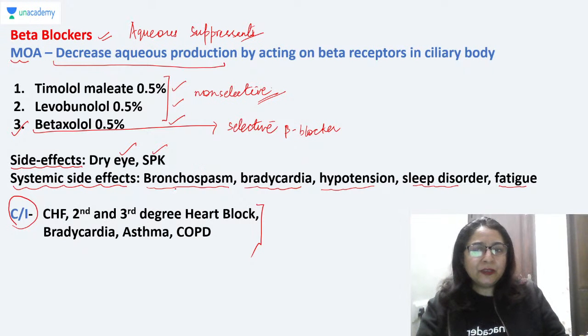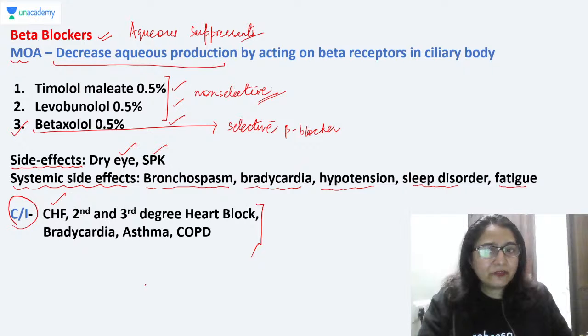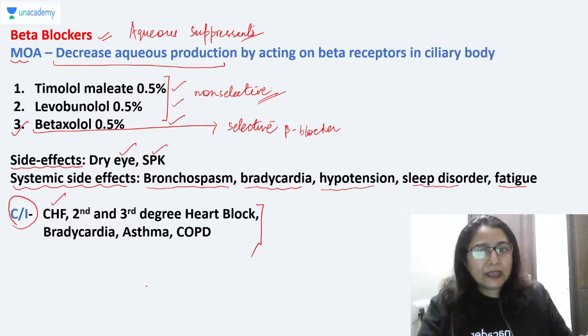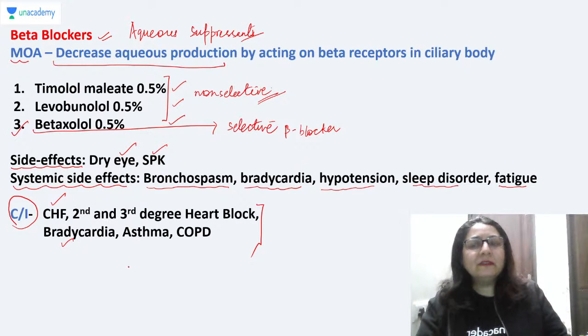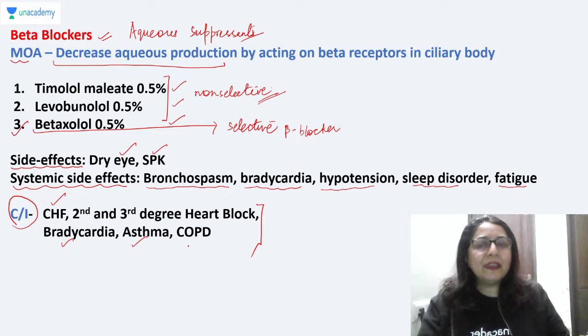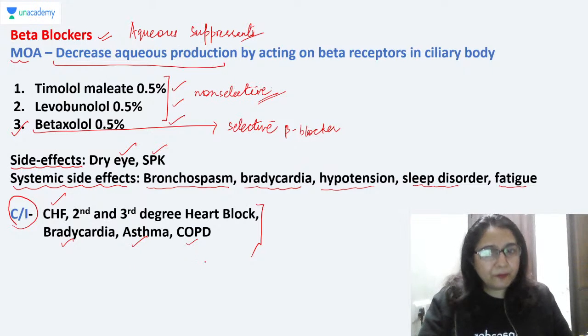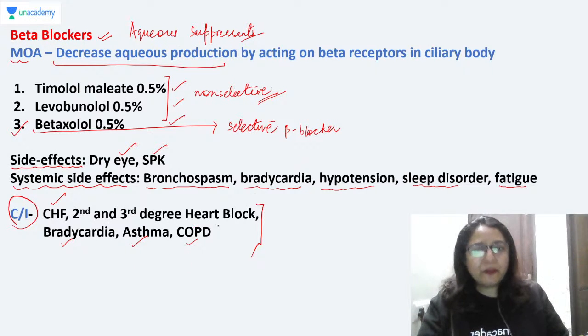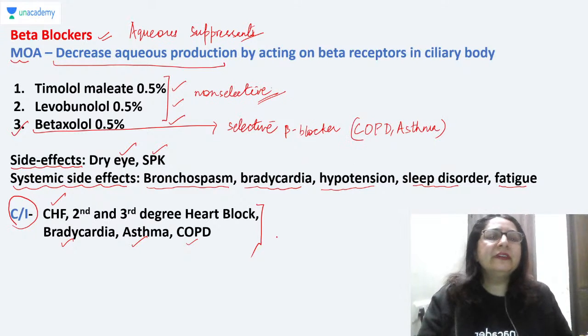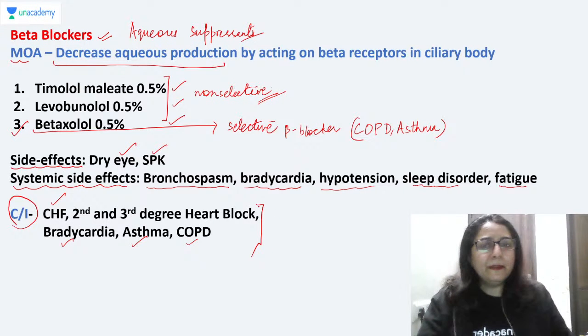Obviously, according to their side effect profile, they'll be contraindicated in congestive heart failure, in second and third degree heart blocks, a patient with bradycardia, a patient with asthma, or chronic obstructive pulmonary disease. So they will not be preferred. The selective beta blocker, betaxolol, can be given in patients of COPD or asthma, okay, because it is a cardioselective one, but otherwise for the rest of the conditions it needs to be avoided.